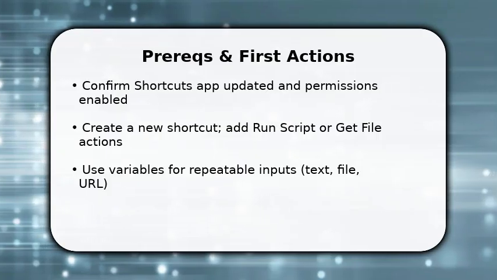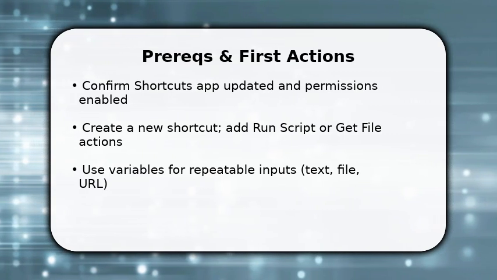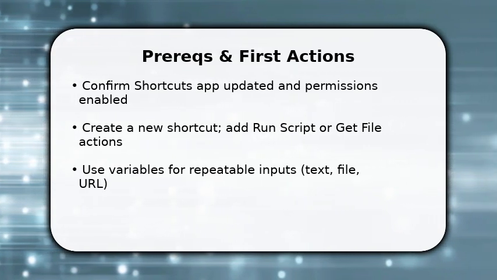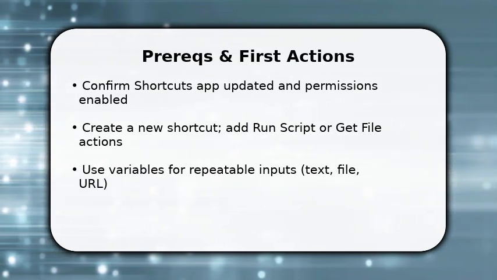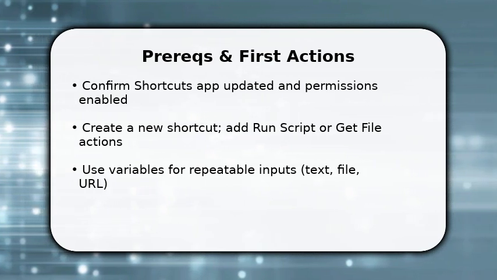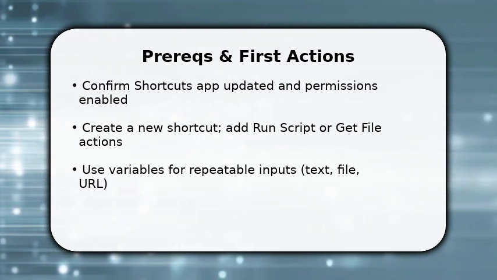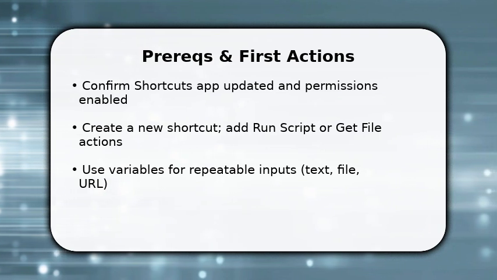You start by confirming the Shortcuts app is updated and has permission to access files, photos, and scripting. Next, create a new shortcut and immediately add the primary actions you'll edit. Get file or photo and run script or quick look.